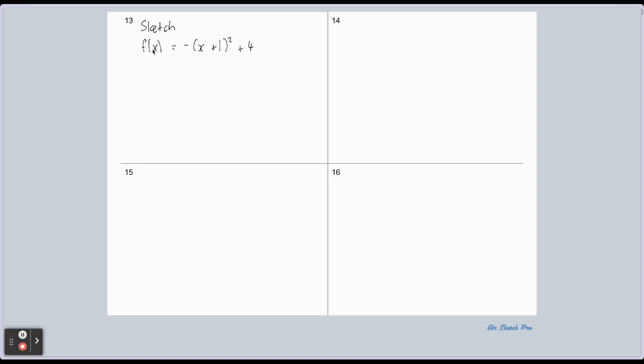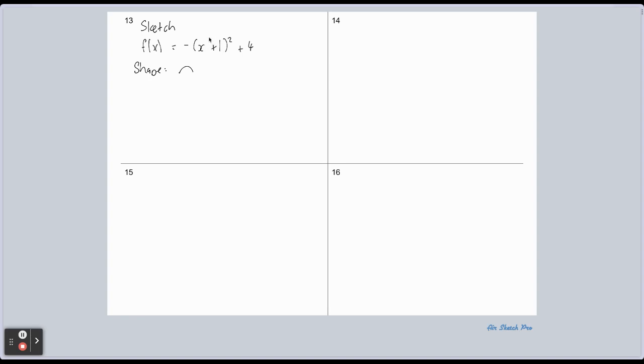So this function here has been written in what we call turning point form. We know that from previous work. But now we can use our understanding of transformations in order to make more sense of what we're seeing. So for example, we can see a negative outside of this square here. So we know that the shape of this graph is going to be like that.